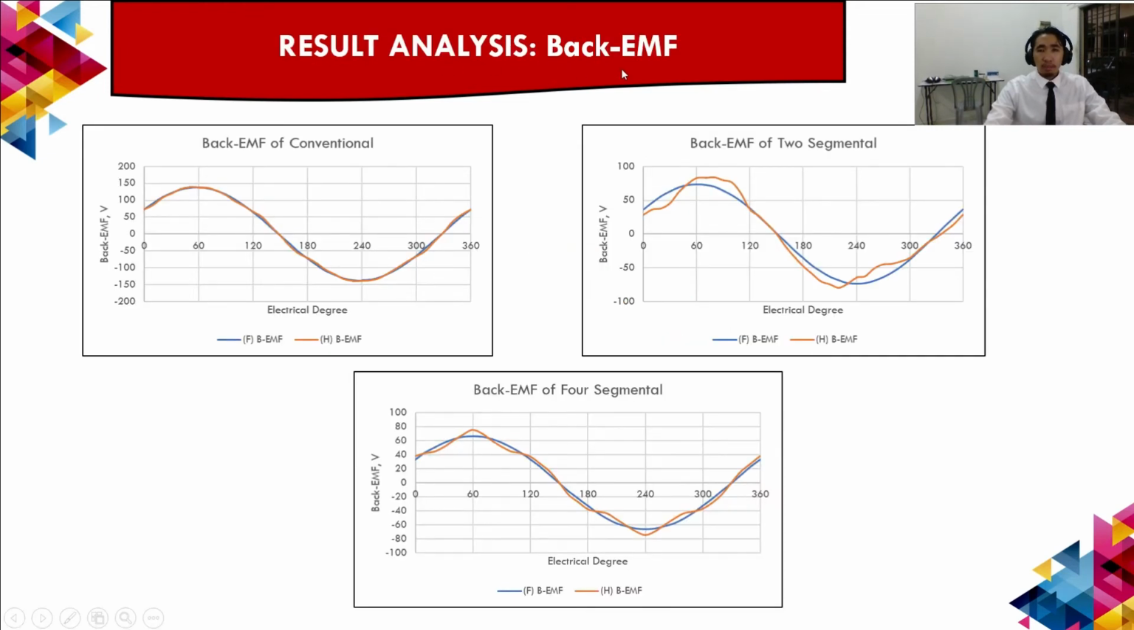Result analysis, back EMF. In this analysis, as you can see, the graph of fundamental back EMF is good. Every design is good, but the harmonic back EMF is not good for the 2 segmented and 4 segmented because there is more distortion. The least distortion is the conventional flux switching permanent magnet, and the most distortion is the 2 segmented flux switching permanent magnet.